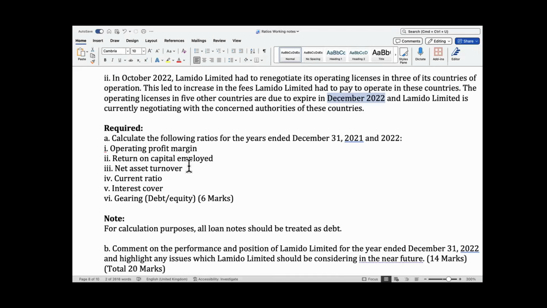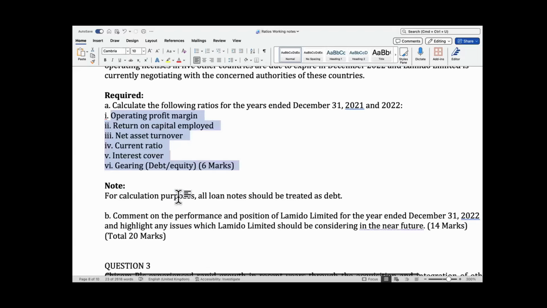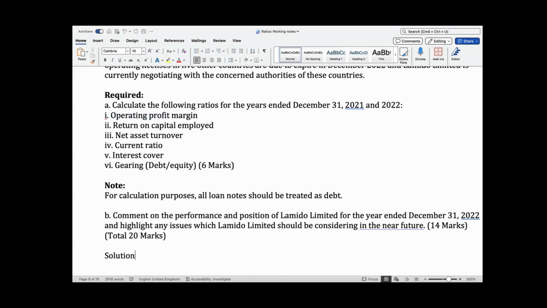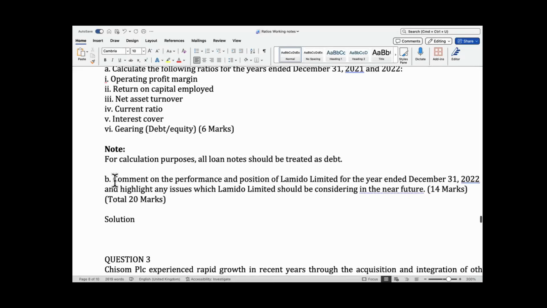So in this particular question, the examiner says that you should compute these ratios. And they say for calculation purposes, all loan notes should be treated as debts. All loan notes. And this is just for 6 marks. So that means you don't want to spend so much time on this ratio, because the major thing they want you to speak on is the comments you're going to make on this ratio.